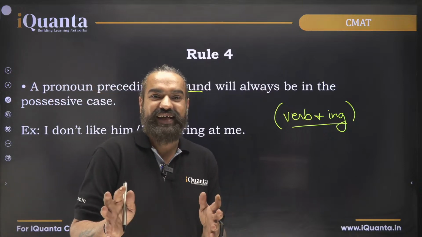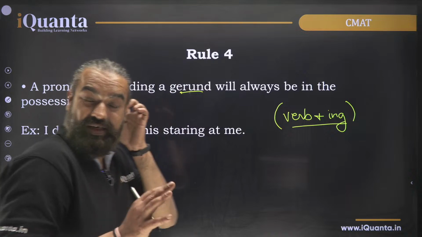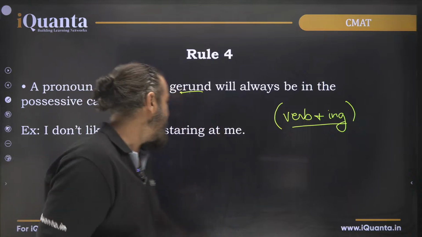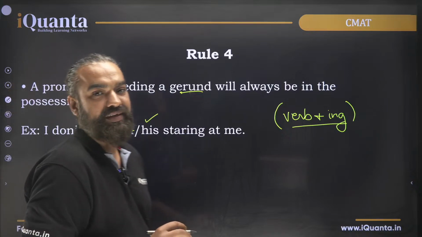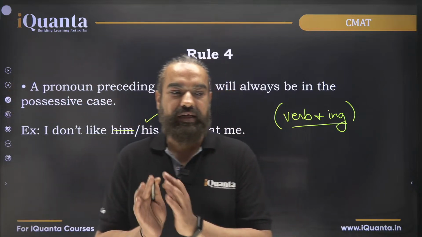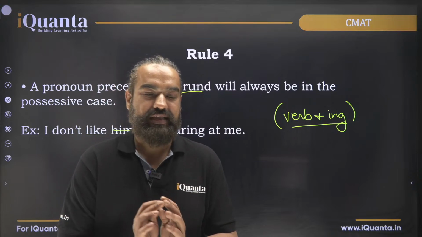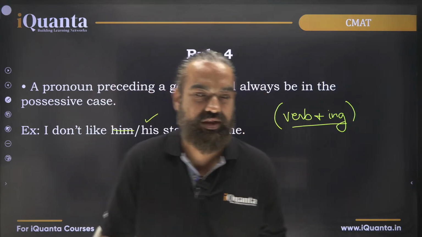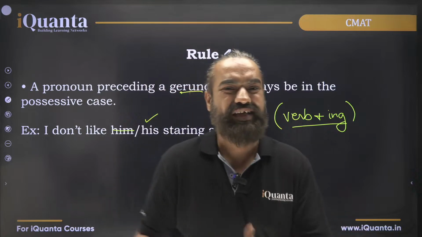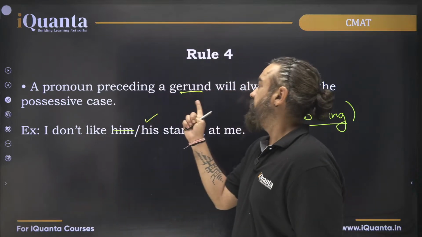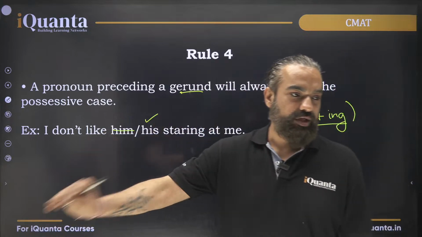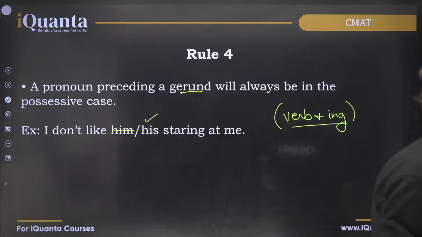Now, we've grown up listening to this. I don't like him staring at me, right? But we've been hearing it incorrect. The correct answer has to be I don't like his staring at me. Again, all I'm trying to do is break down the stereotypes, okay? These are things which most of us would go with like common knowledge, him staring at me, so on and so forth. But you have to remember, the moment you see a gerund, if there's a pronoun before it, you are probably being tested for it. Make sure it is always a possessive case pronoun.